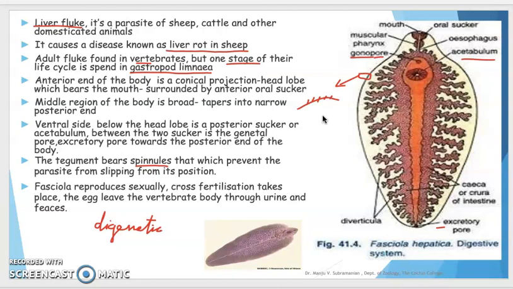Okay, so the Fasciola reproduces sexually by cross fertilization, and the eggs leave the vertebrate's body through the urine and the feces. The infection is spread through contaminated fecal matter, and through the contaminated food and water taken in by the vertebrate, contaminated with the urine and the feces of the host.